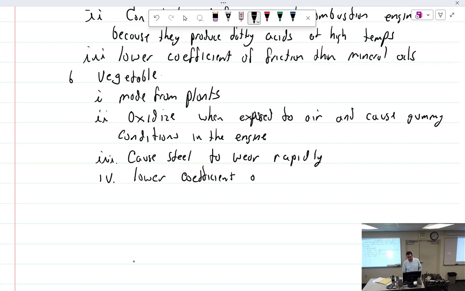Lower coefficient. I'm not as worried about the ice age now that I've seen the movie Ice Age, because talking woolly mammoths. Who doesn't? I want to see the woolly mammoth. Lower coefficient. He's just poofy. Friction, then mineral.